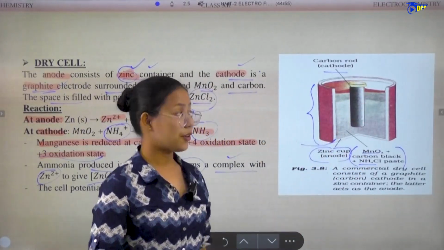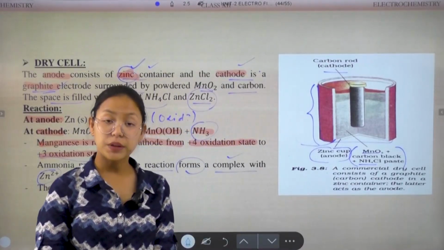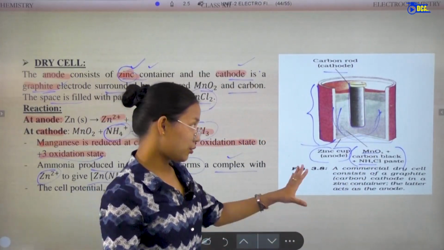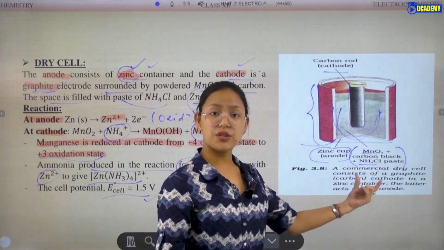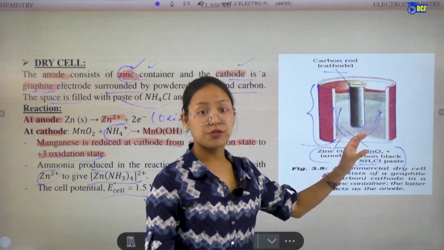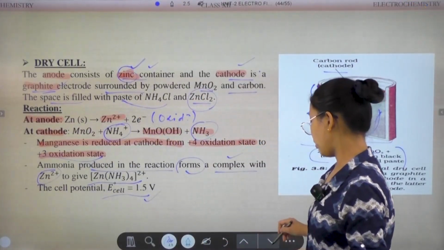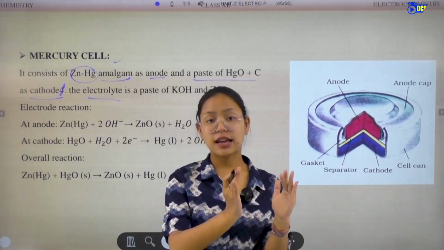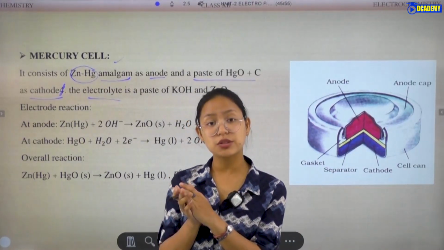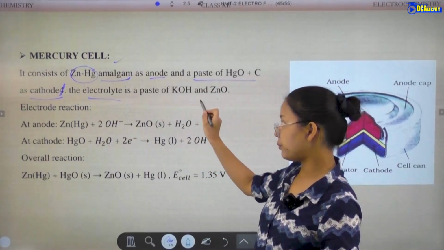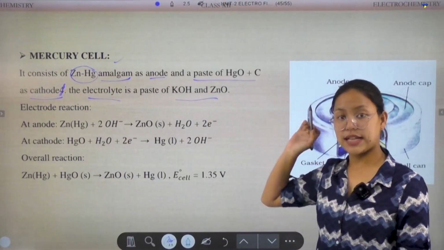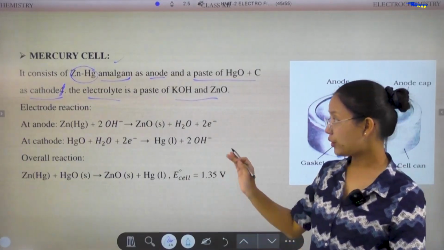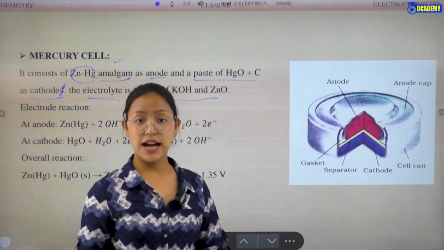In the dry cell, the paste of manganese oxide, ammonium chloride and carbon black was the electrolyte. Now the concept of the mercury cell: there is an anode and a cathode, and an electrolyte as well. Here the electrolyte will be potassium hydroxide and zinc oxide. Next we will see the electrode reactions and the cell structure.